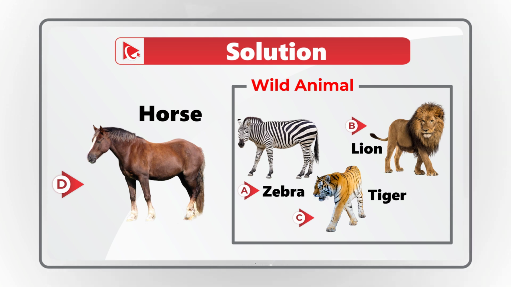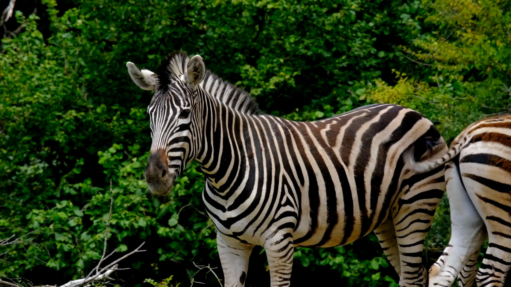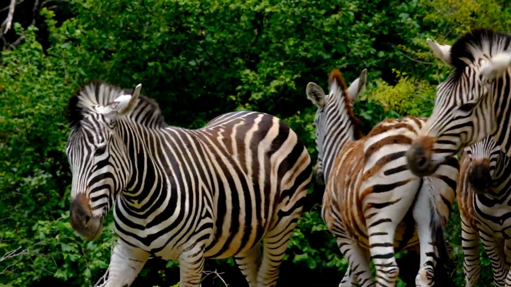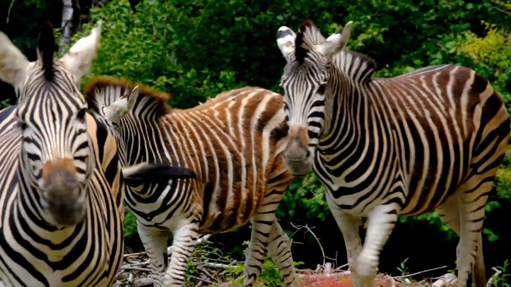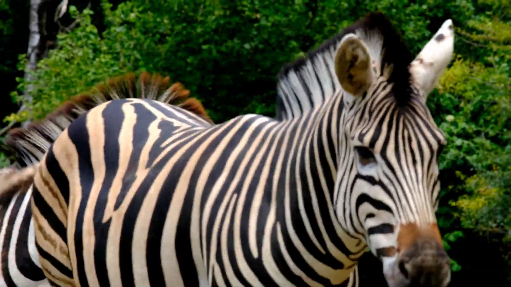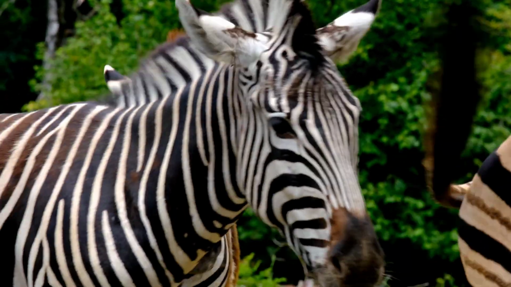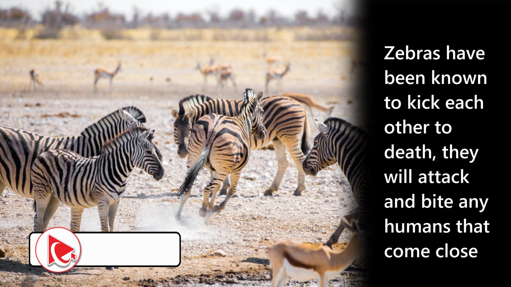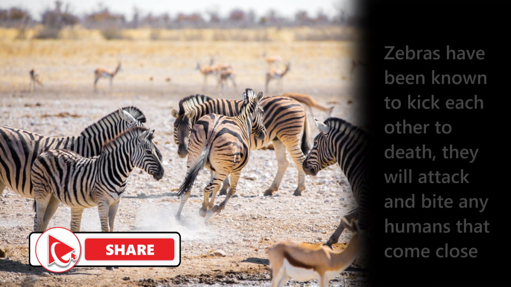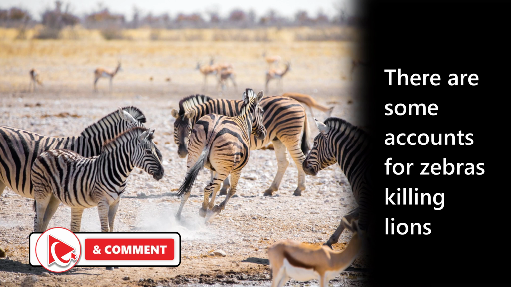If you think the zebra can be domesticated, think again. Zebras, in fact, are very aggressive and very dangerous animals, despite the peaceful look. Zebras have been known to kick each other to death. They will attack and bite any humans that come close. And there are also some accounts of zebras killing lions. I found this information very interesting when I was doing my research.